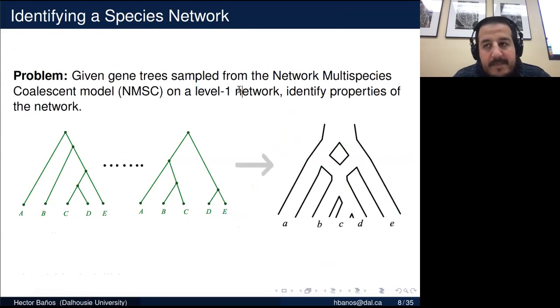We want to identify properties of the network. So we have a collection of gene trees. Given those gene trees sampled in the network multispecies coalescent model, what can you tell about the network? And that is the problem we want to attack.